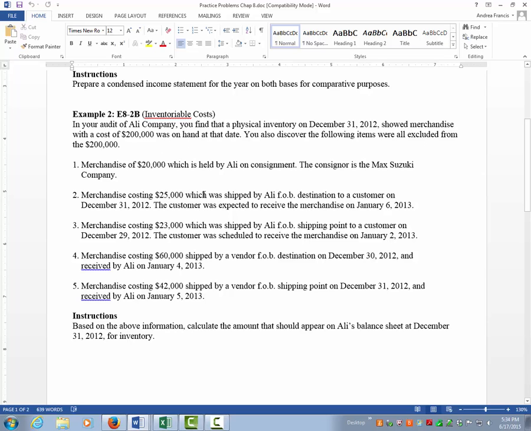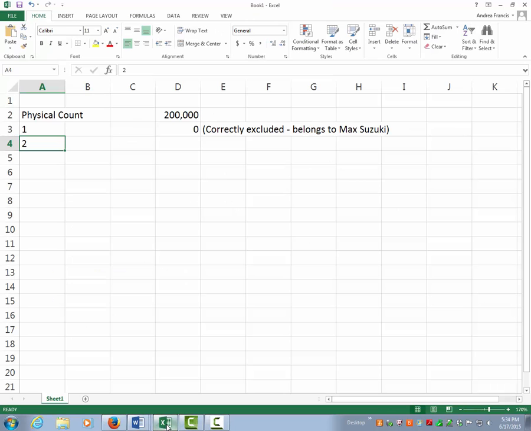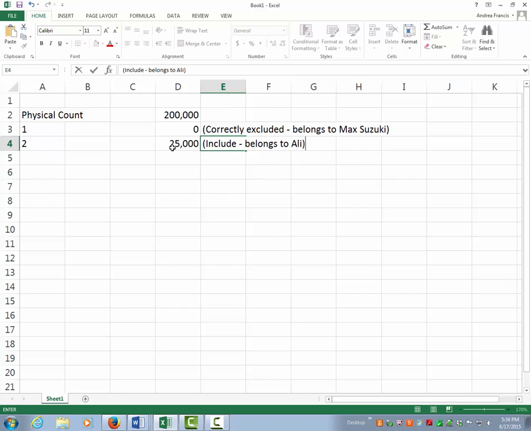So this is an error. These goods should have been included in the 200,000 because the shipping terms are FOB destination. So what I need to do is add the 25,000 into my inventory balance, and this is included because it belongs to Ali. So we already managed to find one error.